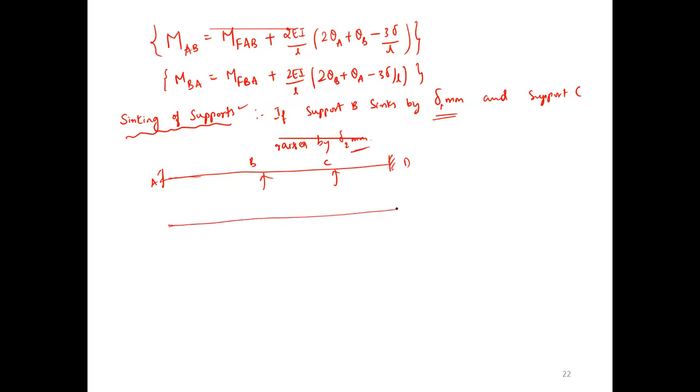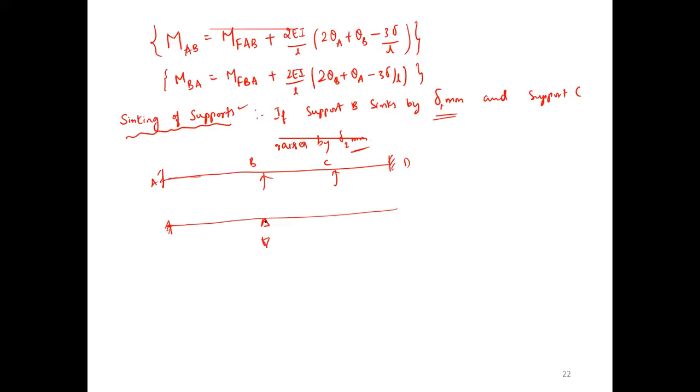In this case, this is the real beam, but A is at the same level, while B sinks. Sinking means it is moving in the downward direction, by delta 1 mm. At the same time, support C rises by delta 2 mm and support D stays at the same level. Now A is at the same level, B sinks, C rises, D at the same level.